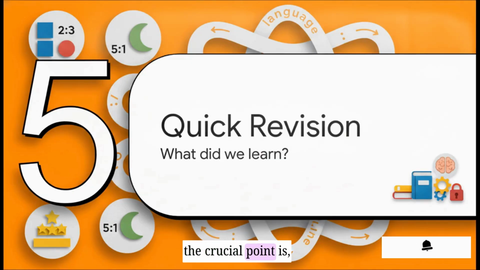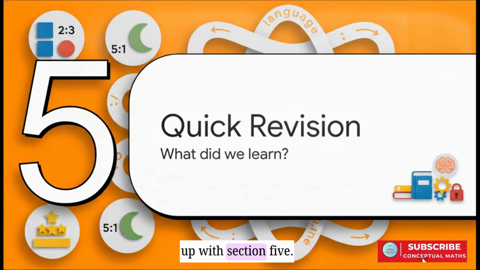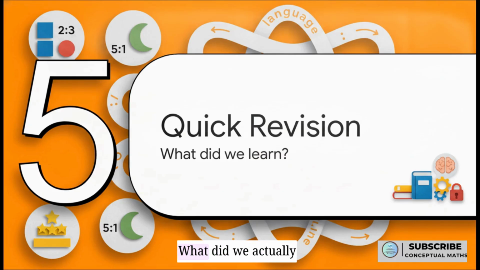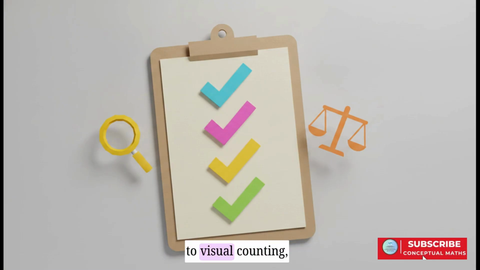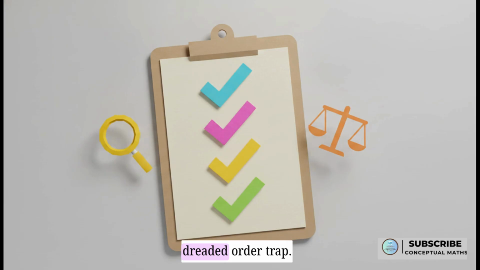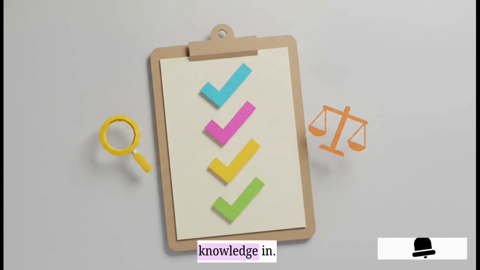So, the crucial point is, let's wrap this up with Section 5. Quick lesson revision. What did we actually learn today? We have honestly covered a lot of ground today, from the basic definitions to visual counting and learning how to avoid that dreaded order trap. Let's look at our checklist of success to lock all this fantastic knowledge in.